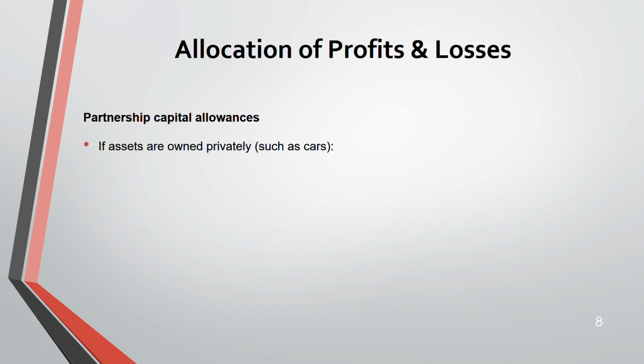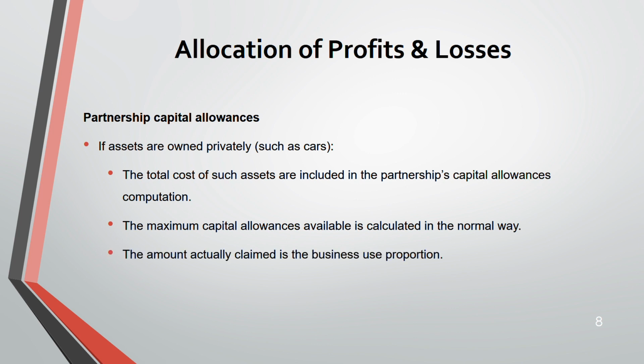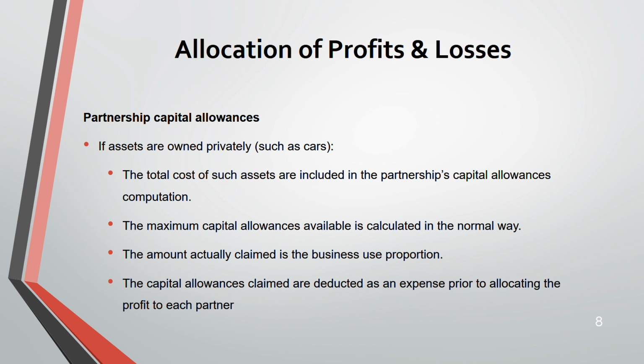Okay. If assets are owned privately, let's say cars, then the total cost of such assets is included in the partnership's capital allowance. The maximum capital allowance available will be calculated in the normal way, how we calculate capital allowance. Then the amount actually claimed is the business use proportion. See, if one or two of the partners are using a car privately, only the business use proportion you can claim for capital allowance. Then you deduct the capital allowance before you allocate the profit to each partner.